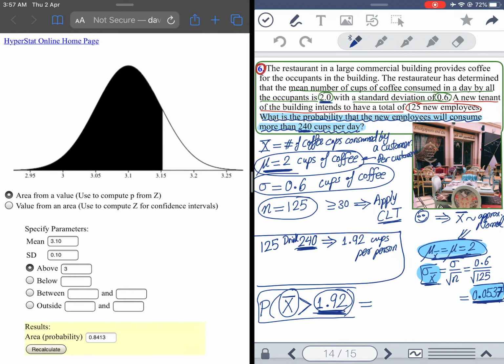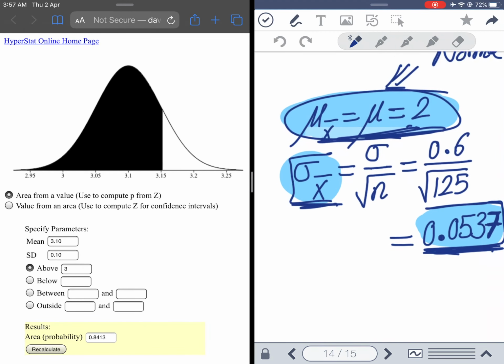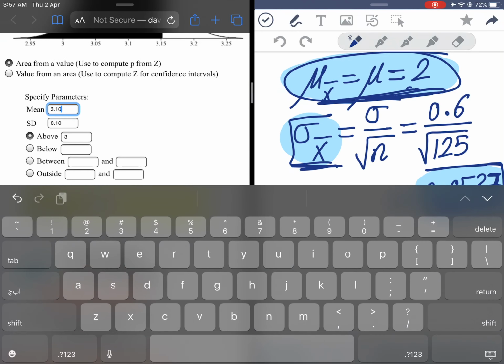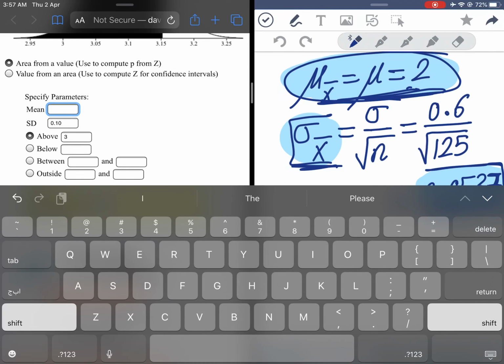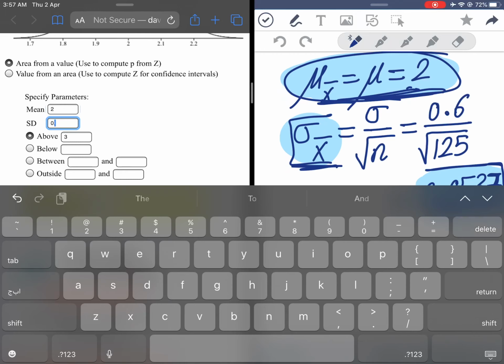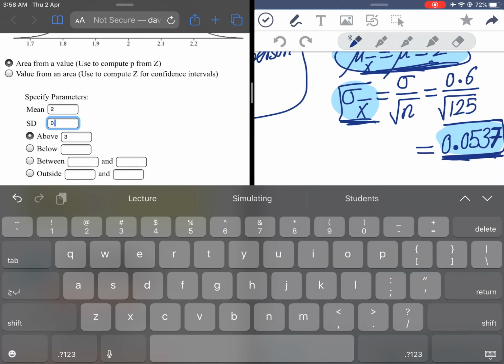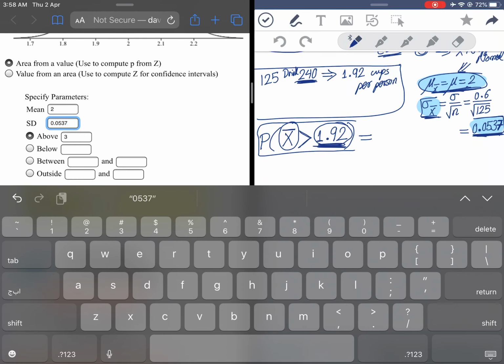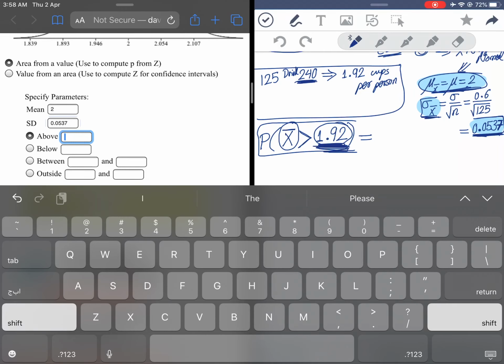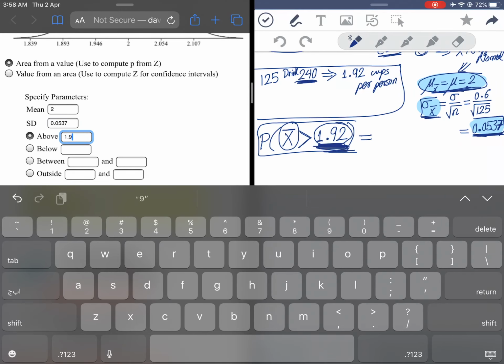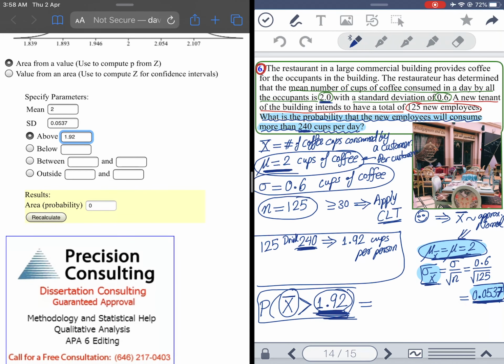And now, what is our mean? Let's just put it here so we can copy it easily. Now when it comes like this, our mean here is 2. Our standard deviation is, I have to put it up a little bit, 0.0537. And what do we want? We want the probability above 1.92. So above, and here you'll put 1.92 and calculate.